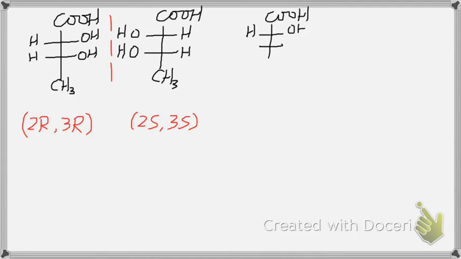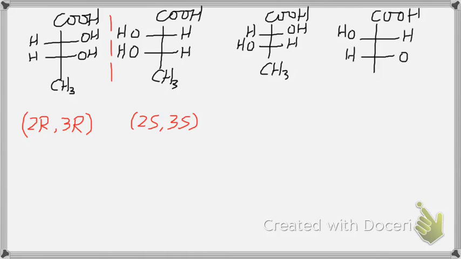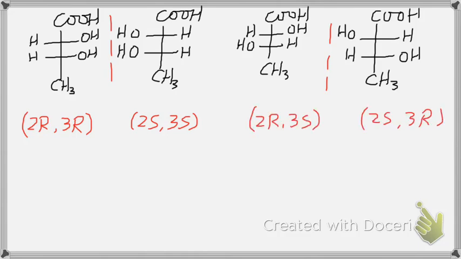The next two molecules, the first one, we put carbon 2 OH on the right, carbon 3 OH on the left. And its enantiomer has the opposite configuration. Okay. And here is the mirror. They are mirror images of each other. The configurations are 2R, 3S, and 2S, 3R. Okay. So these are the four stereoisomers of this compound.